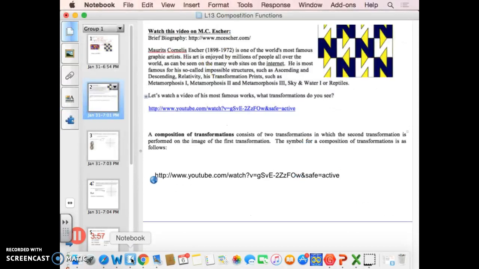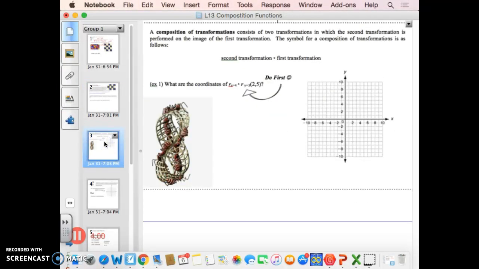I just want to give you an idea of how you see this. When you have a composition function, you're going to be performing more than one transformation. When you see the rule written like this, you're always going to start here and work to the left. So you would do the second transformation first and then the first transformation. So what does this mean? This little r stands for reflection. In this case, you're going to reflect across the line y equals 3.